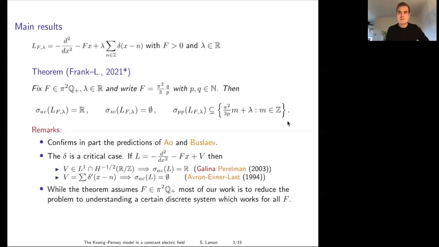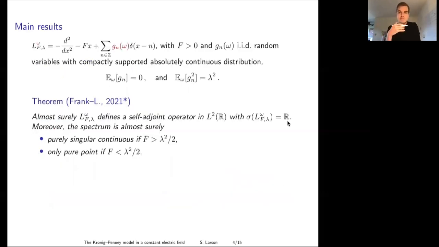Okay, so apart from this model here, we also study a related random model where, instead of having all the coupling constants in front of this Dirac comb equal to the same number lambda, we look at an almost periodic potential with random coupling constants, where these g_n depend now on which integer you're at, and they're IID random variables with mean 0 and variance lambda squared. And I assume here that their common distribution is compactly supported and absolutely continuous. That can be relaxed substantially, but for the purposes of this talk, you can assume that they're very, very nice.